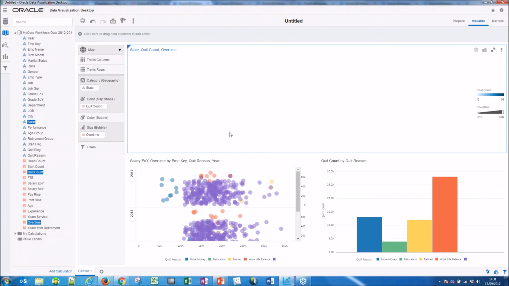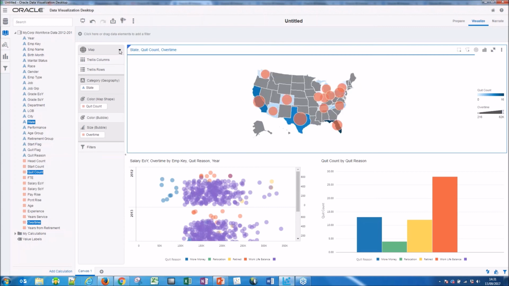And if I found that this wasn't a great looking visualization, I could just jump straight out of that and choose it again. So one of the things that jumps out here is it looks like, despite the fact there are quite a lot of states with lots of overtime, which is what's being shown with the size of the circle, the one that has the highest quit count seems to be Florida. So maybe as a result of this little piece of analysis, I would go away and say we need to put a pause on all overtime in the state of Florida.